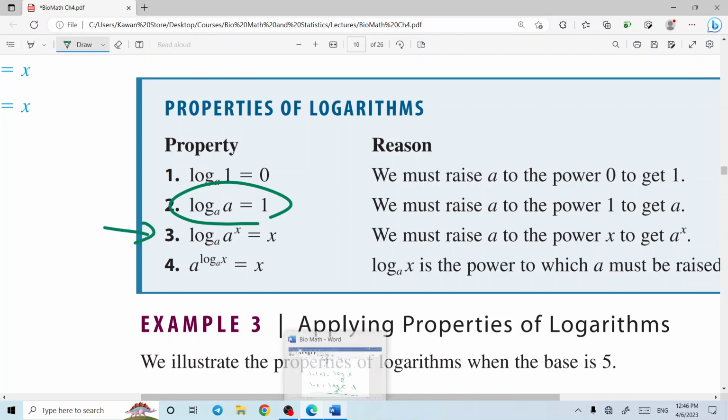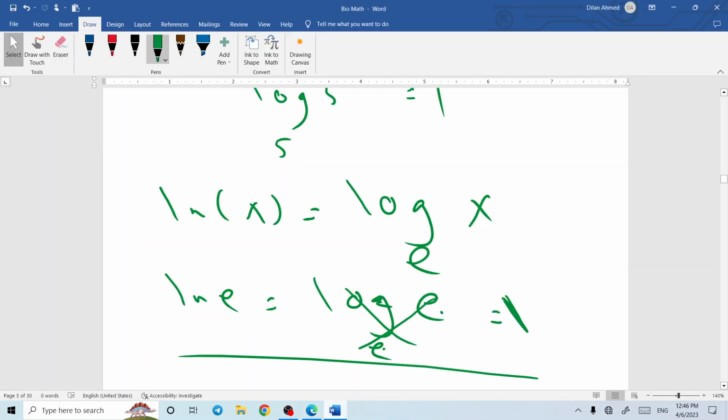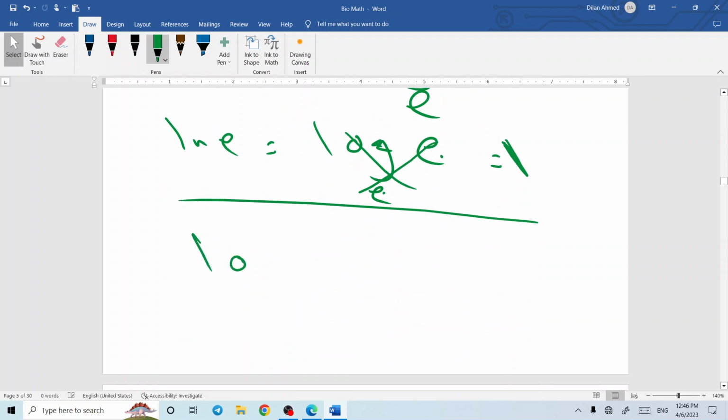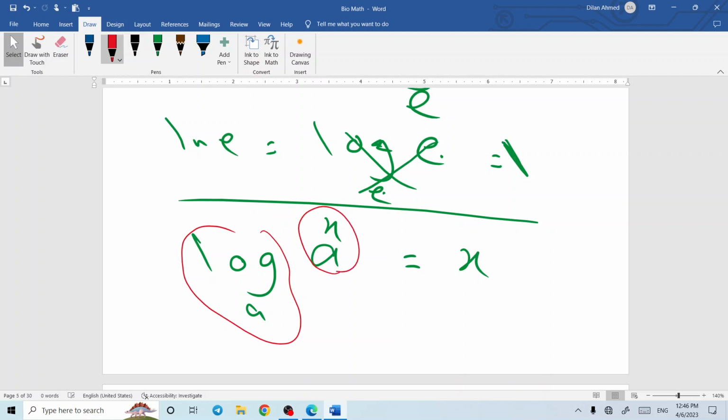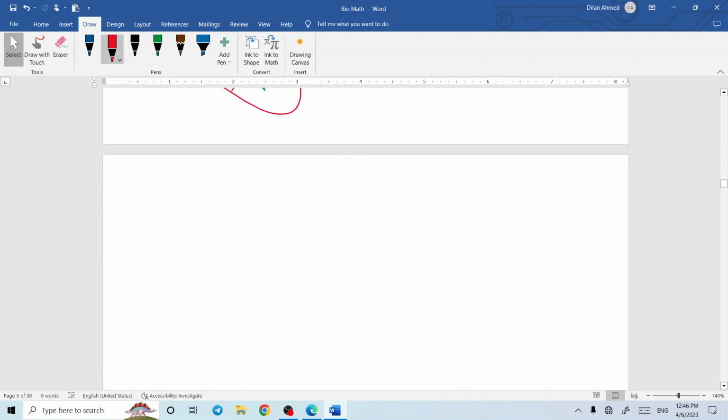Number 3. Log and exponential are inverse. What do you mean? I say log base a of a to the power x equals x. Why? Because this is one function and this is another function. They are inverse. Do you remember, the inverse will give you the identity? So that one will cancel that one, and I'll get x. Clear? The same thing is true if I have something like that. Again, that one will cancel the exponential and I'll get A.